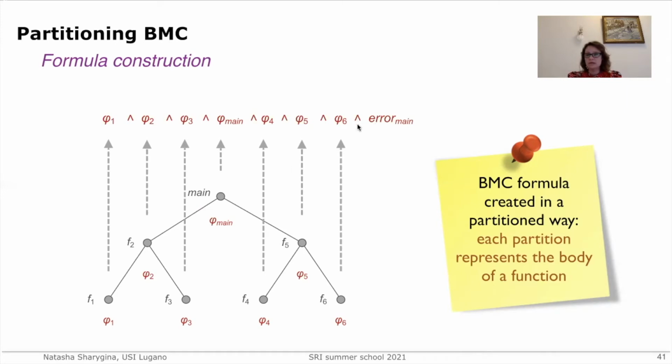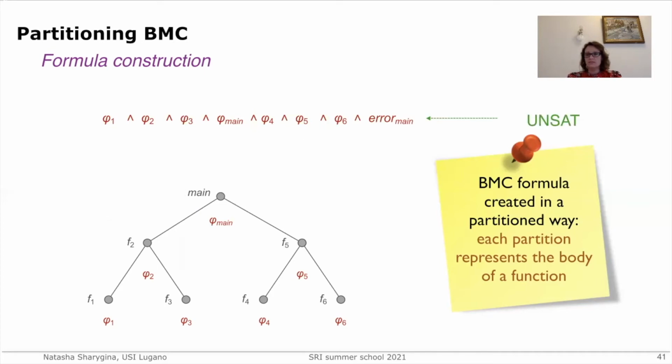We put it together in conjunction with the negation of the property which we are checking, and because the negation of the property represents a potential error, we give this formula to the solver. If the solver returns unsat, we know the property is satisfied, so the error state is not reachable. And now it's good information for us to know that the system is safe, and we are going to use this safe information to help us construct the interpolants.